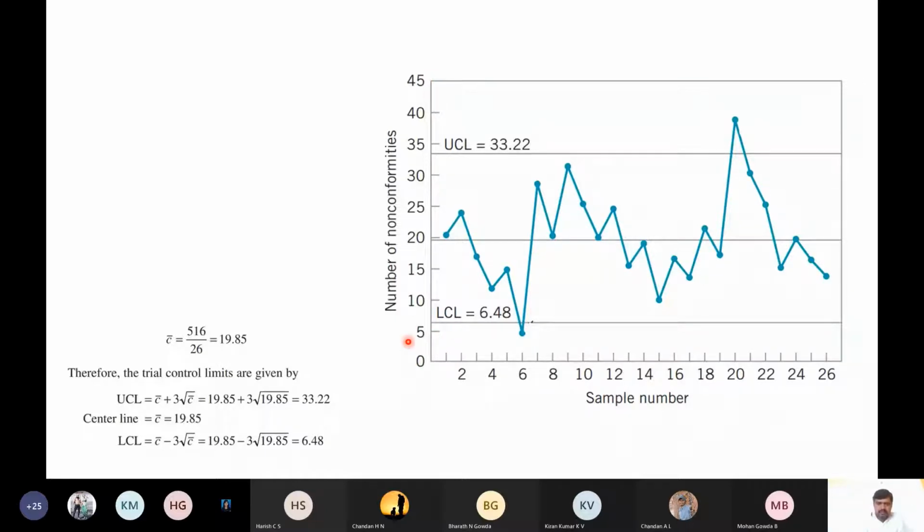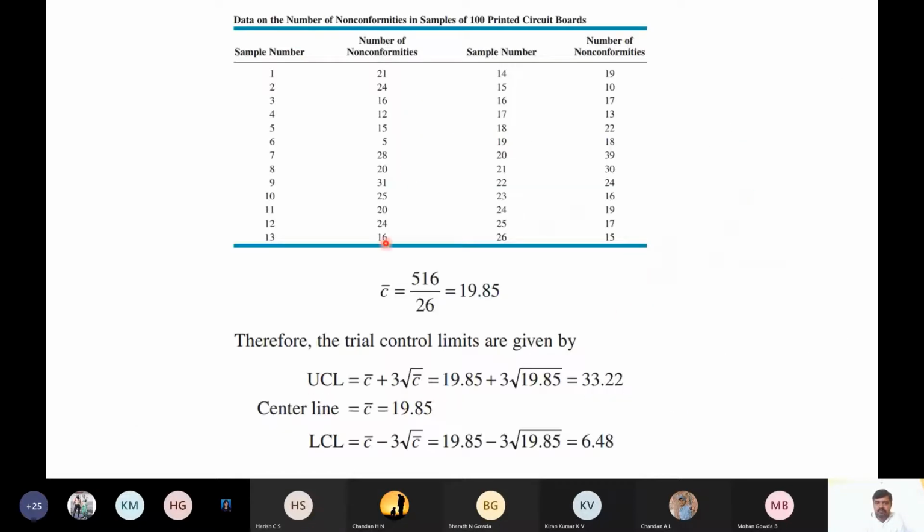Next, mark the upper control limit, lower control limit and center line. The lower control limit is 6.48. On the y-axis, select that 6.48 value, then draw a horizontal line. Next, the center line 19.85: choose that point, draw a horizontal line. Next, the upper control limit 33.22: choose that point and draw a horizontal line. Next, plot the individual C values.